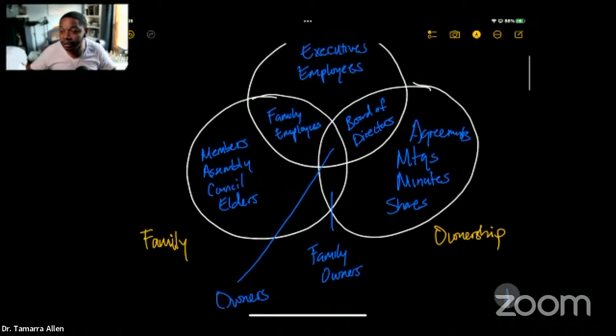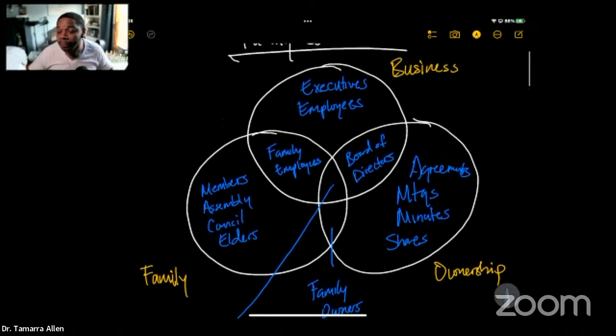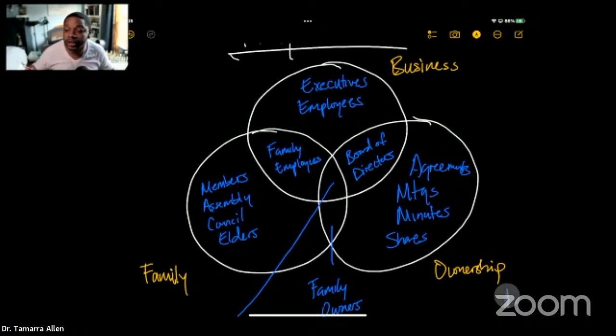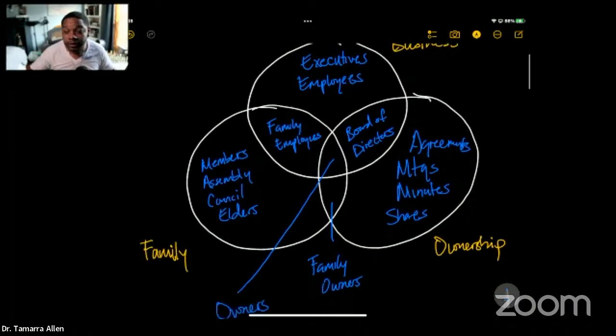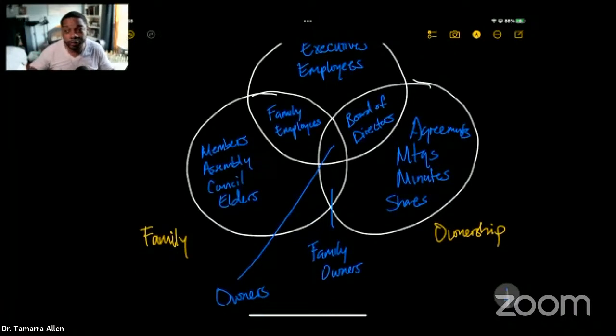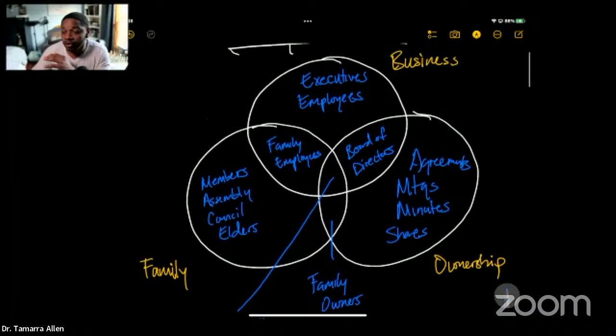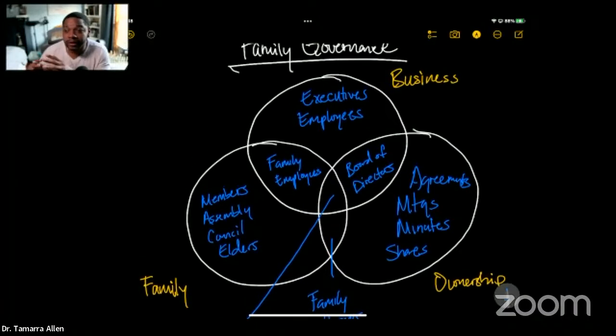The reason why I just say owners is because sometimes you can have different executives in your business and different executives for your family. Owners are different from family owners. You may have a non-family employee as your executive. And so the combination of all of them is just owners. Your owners own the family, the business, and have ownership over the business. Does this make sense?